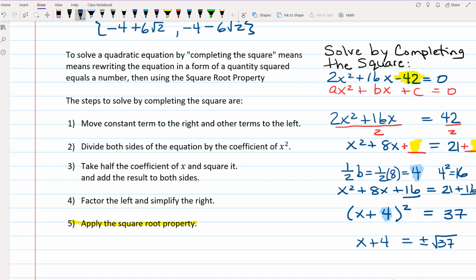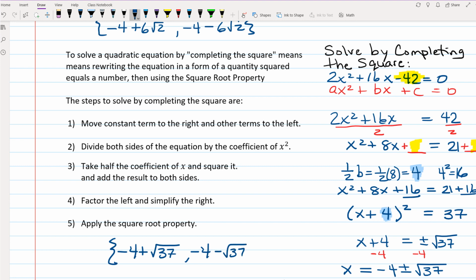Now we just need to isolate the x. What I mean by that is we're going to subtract 4 from both sides. So our final answer is that x equals negative 4 plus or minus the square root of 37. Now those are not like terms, we cannot combine them. So when we enter our answer into Alex, we're going to put negative 4 plus the square root of 37 and negative 4 minus the square root of 37. The square root of 37 definitely can't be simplified any further.